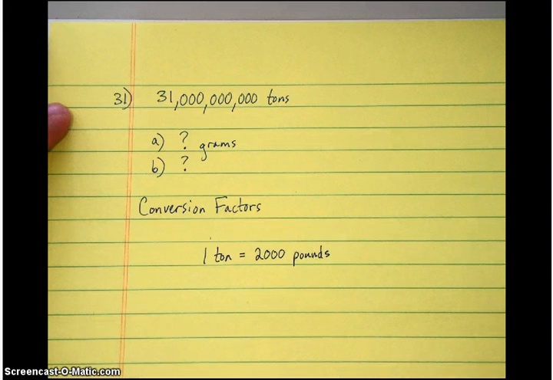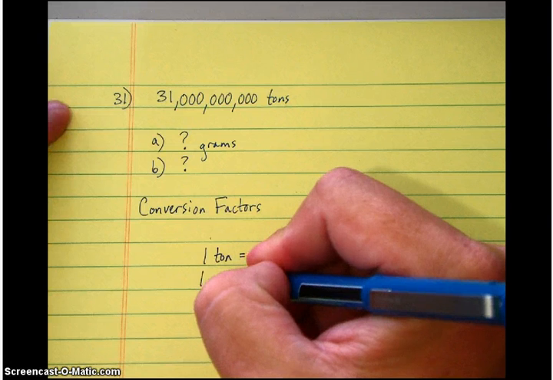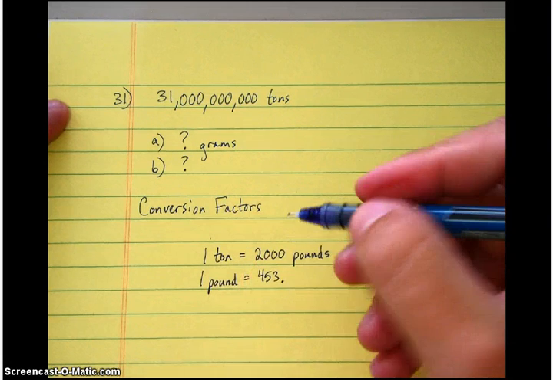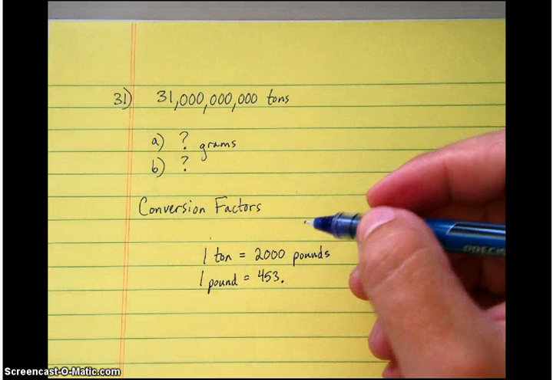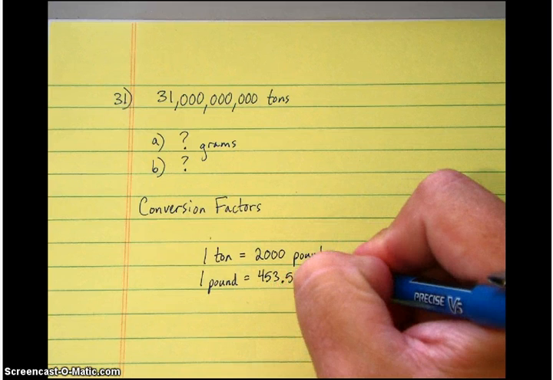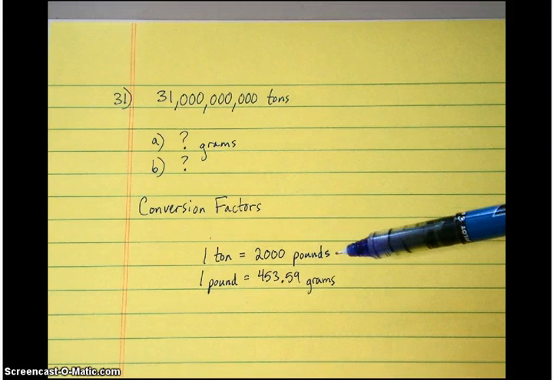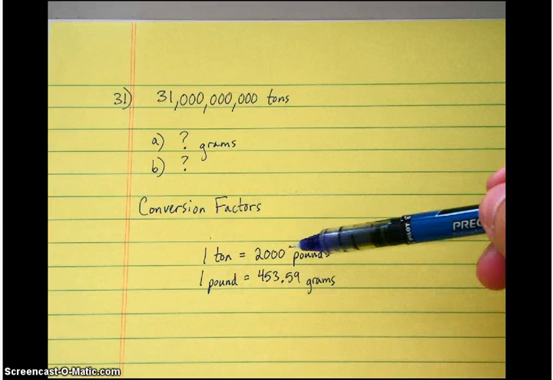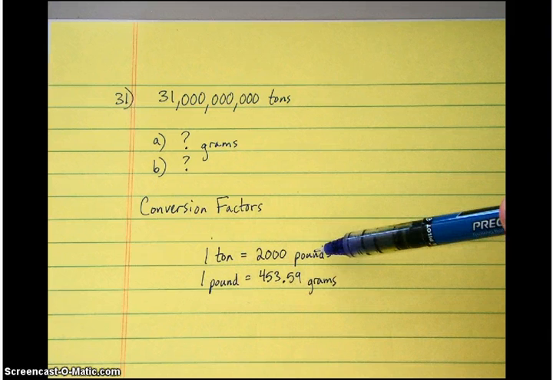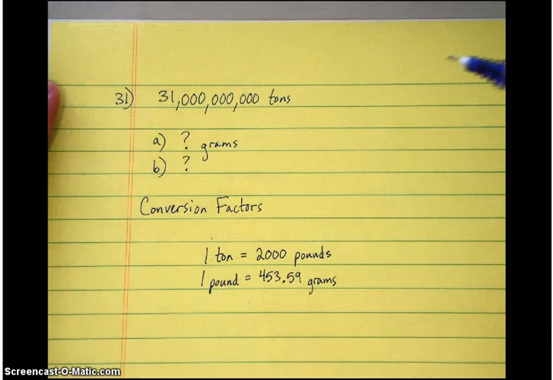If you go to the very back of your book, you find a conversion factor that states 1 pound is equal to 453, and I believe it's 59 grams. So based on this set of conversion factors, and where one unit is related to another unit, we can make a conversion of tons into pounds, and then we can take pounds and convert it to grams. So let's go ahead and write out a plan.